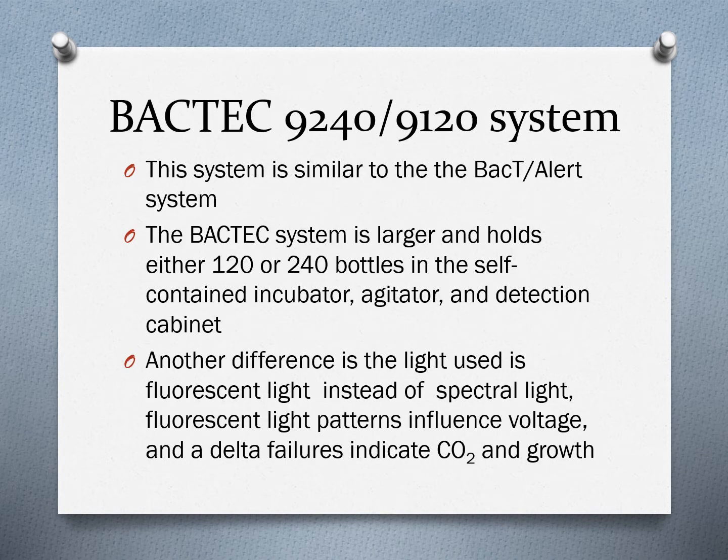The BacT 9240, 9120 system is similar to the BacT alert system. The BacT system is larger and holds either 120 or 240 bottles in a self-contained incubator, agitator, and detection cabinet. Another difference is the light used is fluorescent light instead of spectral light. Fluorescent light patterns influence voltage, and a delta failure indicates CO2 and growth. So in the BacT 9120 or 9240 system, fluorescent light passes through the bottle's bottom, and we look for a voltage change. If there is a voltage change, we can determine from that there is CO2 or growth in the bottle.